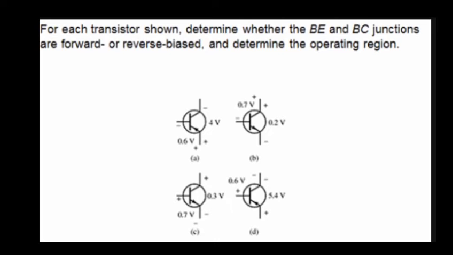Question number one says, for each transistor shown, determine whether the BE and BC junctions are forward or reverse biased, and determine the operation region. So what is BE and what is BC? B is for base, E for emitter, and C means collector.